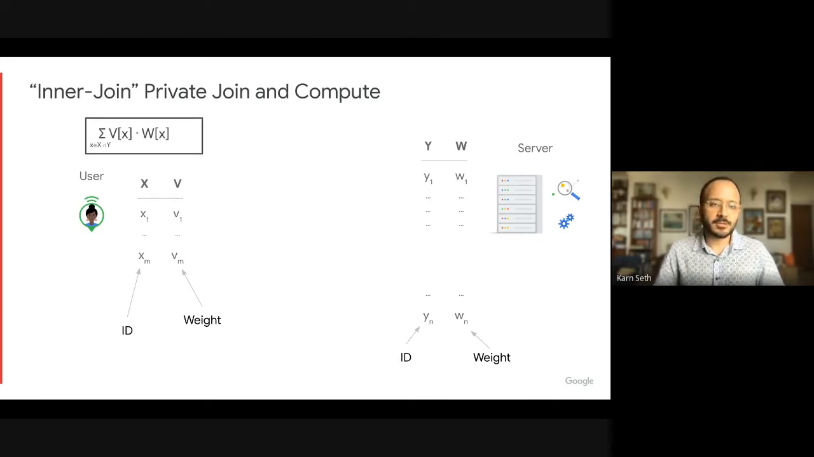And the goal is for the user to find the inner product of its data set with the server's data set, only for those values xi which are in the set Y held by the server. And for all such values, it should learn the sum of the products vx times wx, where vx represents the value associated with each particular x, and wx represents the value associated with that particular y. So the user should learn this inner product together with some differentially private noise added, epsilon. And in particular, nothing more should be learned by the user, nor should anything extra be learned by the server.